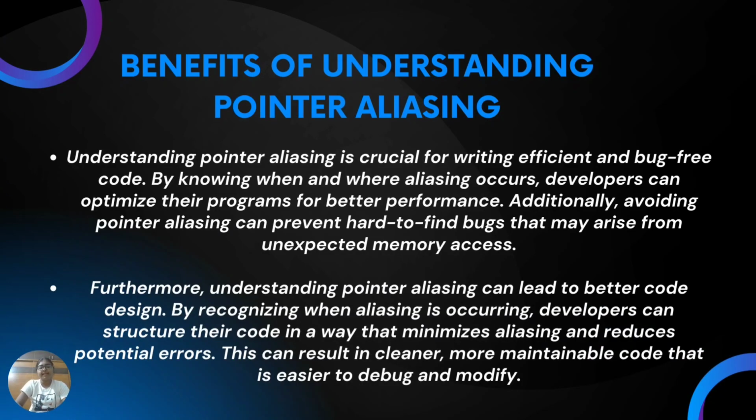Benefits of understanding pointer aliasing. Understanding pointer aliasing is crucial for writing efficient and bug free code. By knowing when and where aliasing occurs, developers can optimize their programs for better performance. Additionally, avoiding pointer aliasing can prevent hard to find bugs that may arise from unexpected memory access. Furthermore, understanding pointer aliasing can lead to better code design by recognizing when aliasing is occurring. Developers can structure their code in a way that minimizes aliasing and reduces potential errors. This can result in cleaner, more maintainable code that is easier to debug and modify.